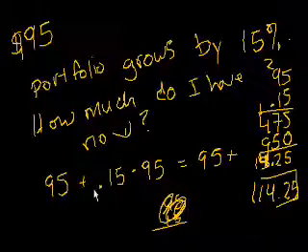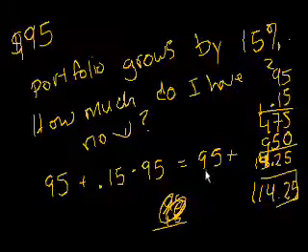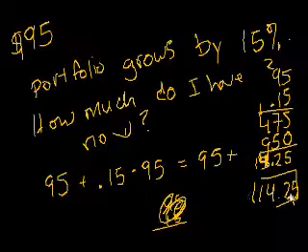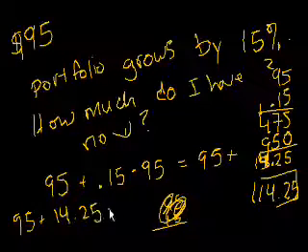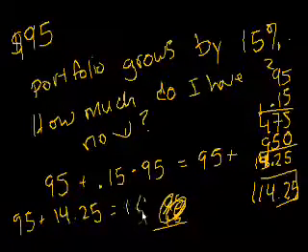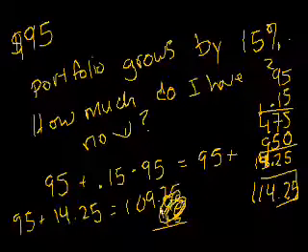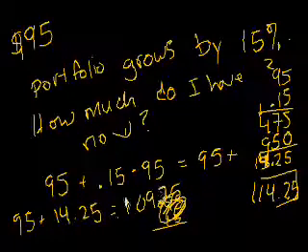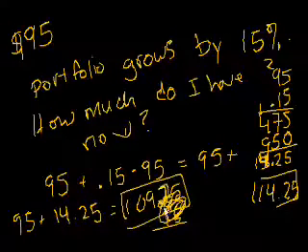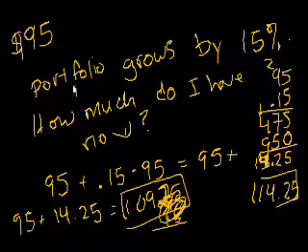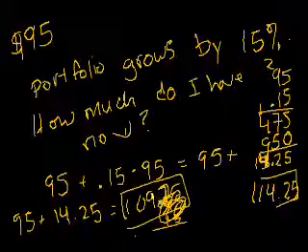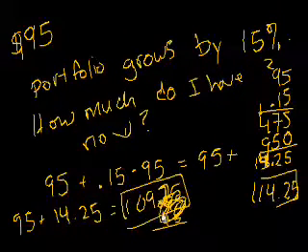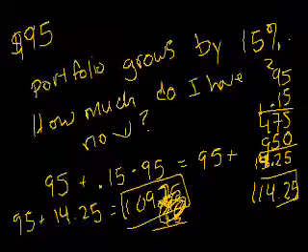So the answer is going to be 95 plus 15% of 95, which is the same thing as 95 plus 14.25. Well, that equals 109.25. Notice how easy I made this for you to read, especially this 2 here. So if I start off with $95 and my portfolio grows, or the amount of money I have grows by 15%, I'll end up with $109.25. Let's do another problem.